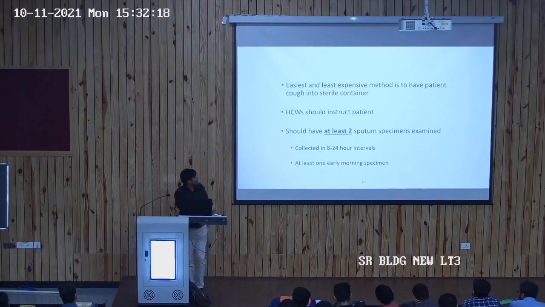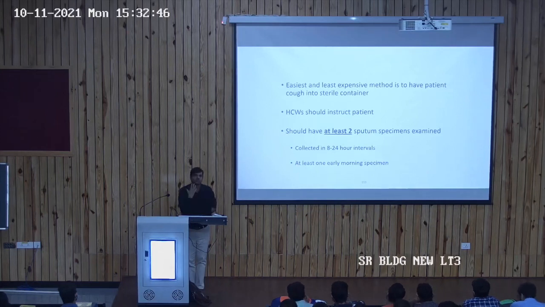The healthcare worker should instruct the patient. They should provide at least 2 specimens at an 8 to 24 hour interval, and at least one of them should be the early morning sample. So the basic concept is when the person visits and you are suspecting him, you will ask him to submit at least one sample today, and you will ask him to come tomorrow with a sample taken at home, the early morning sample. We think that the tubercle bacilli collect in the lungs overnight, and when you expectorate first in the morning, there will be more concentration.